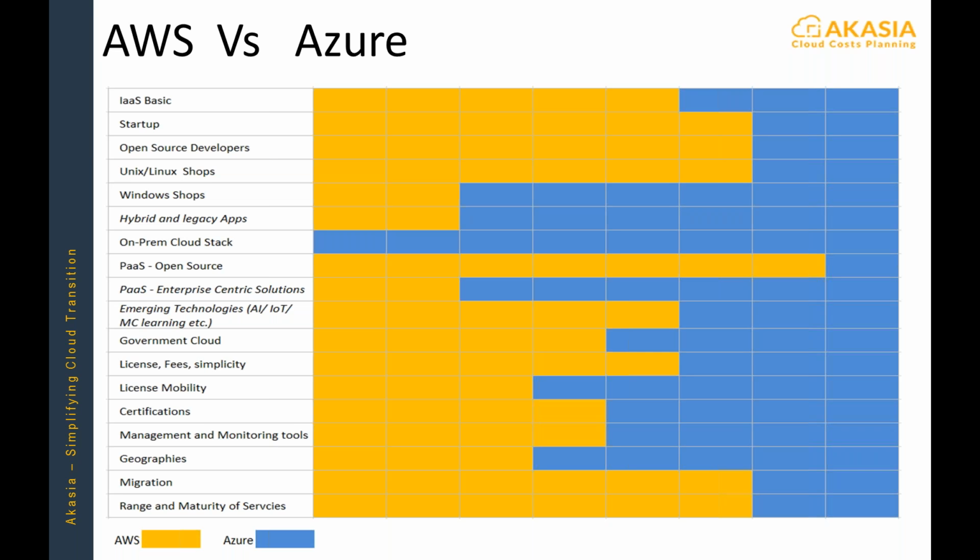Management and monitoring tools, once you start running operations in the cloud, those things become very, very important. Both Azure as well as AWS have fairly good management and monitoring tools, and that's an area where they're continuously developing and growing as well. Geographies, this could be an interesting area.